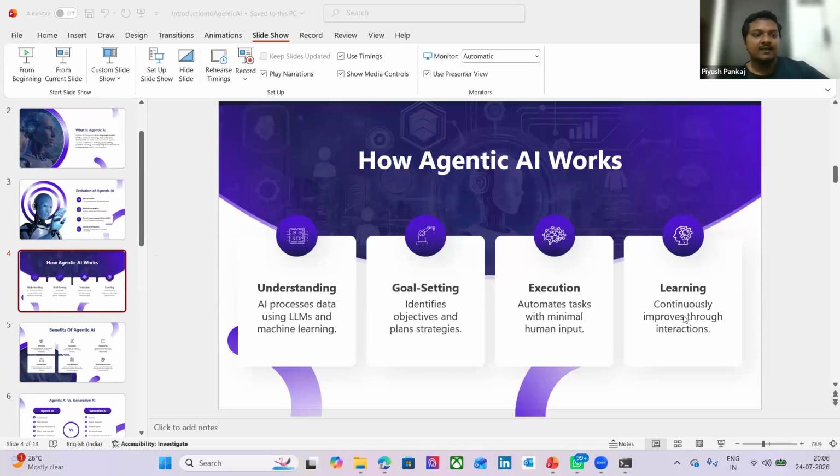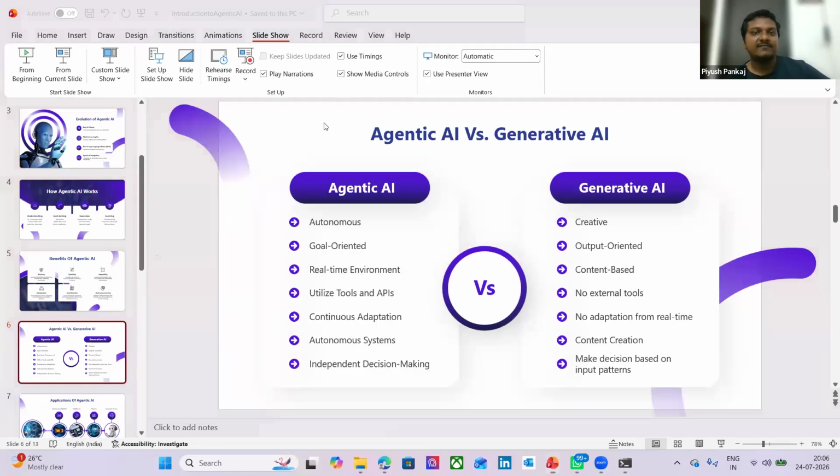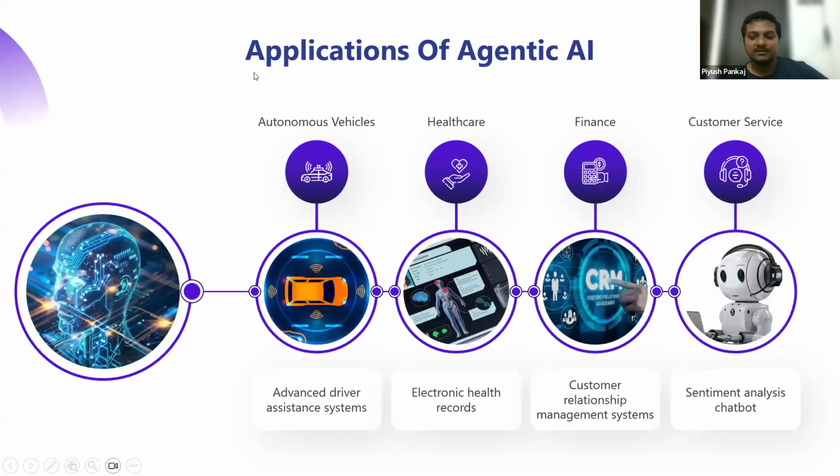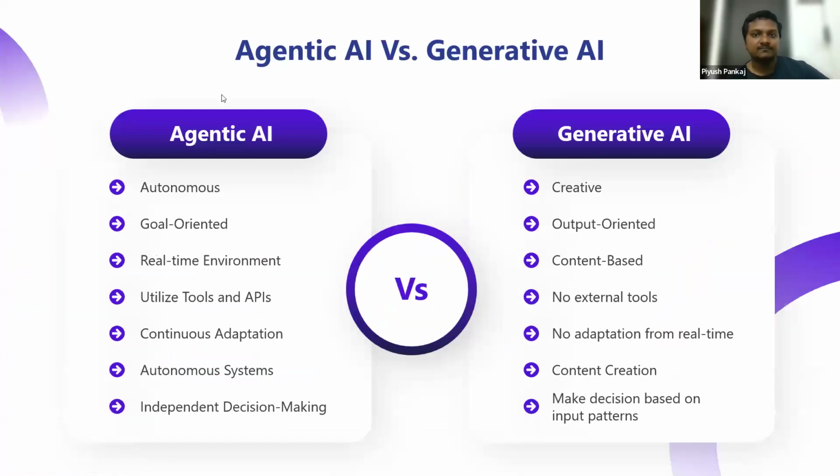Now, what is the main difference between generative AI and agentic AI? This one we should know. Agentic AI is going to be autonomous. It is going to take the decision on its own, but the instruction we are giving. Generative AI is creative, on the other hand. Agentic AI is goal oriented. It is going to work to fulfill a goal. It is going to work on the instruction.